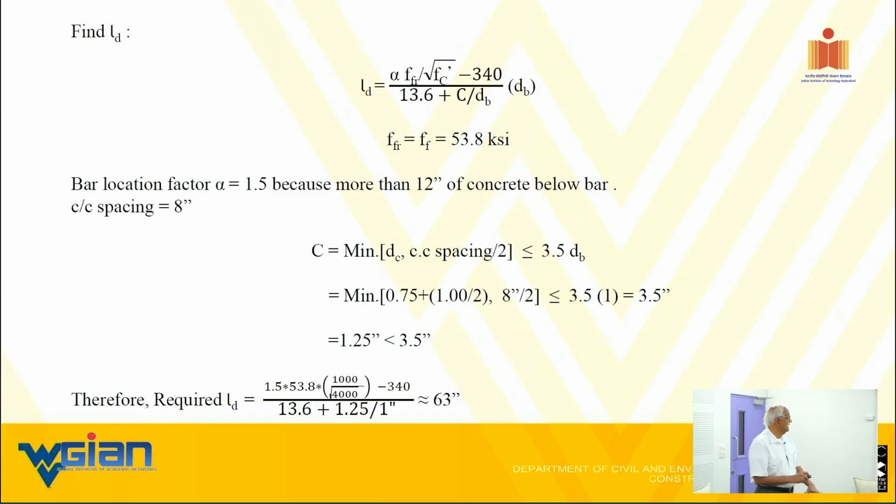So from that, the C value is 1.25 inches. The bar diameter is what, number 8 bar. So we can substitute it in there, and based on that, the required LD is 63 inches. Somebody was asking me, Indian code has 36 or 32 times bar diameter, and you can see this is much higher than that.